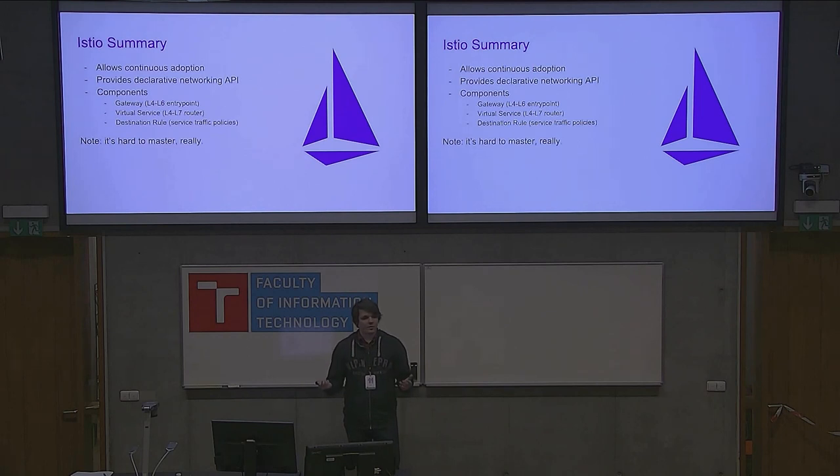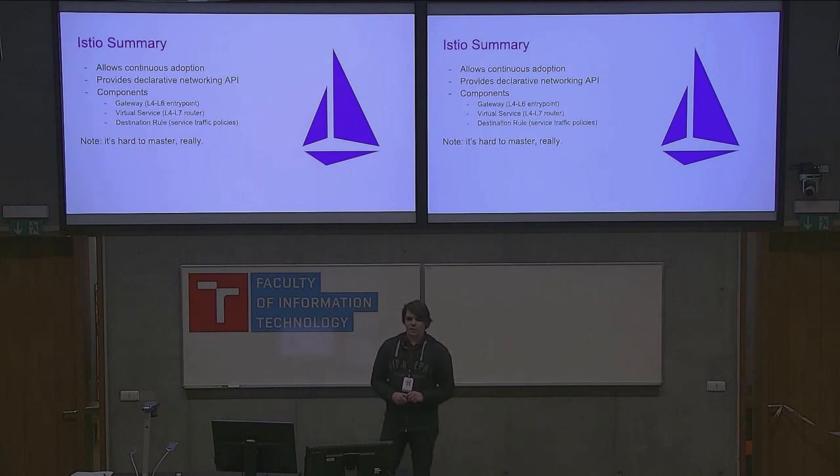Gateways are just entry points. Virtual services are basically routers where you say, all right, these are my rules, and if it accepts any of these rules, then get the traffic somewhere else. And you also do things like failovers or timeouts. And then we have the destination rules, which are basically policies on how to direct traffic further.